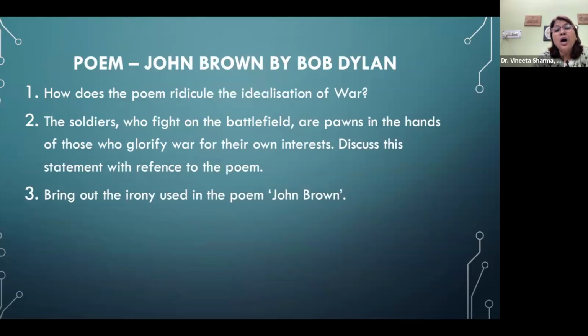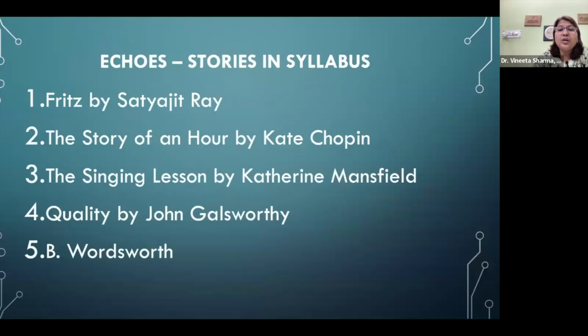First: how does the poem ridicule the idealization of war? Then: the soldiers who fight on the battlefield are pawns in the hands of those who glorify war for their own interest. Discuss this statement with reference to the poem. And last: bring out the irony used in the poem John Brown.